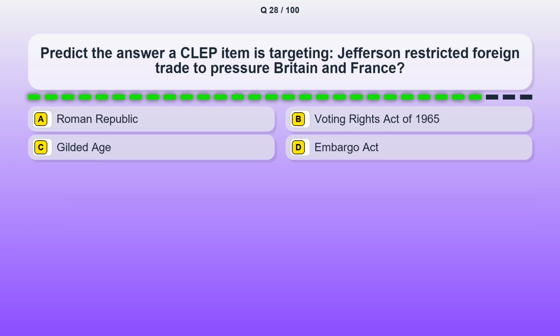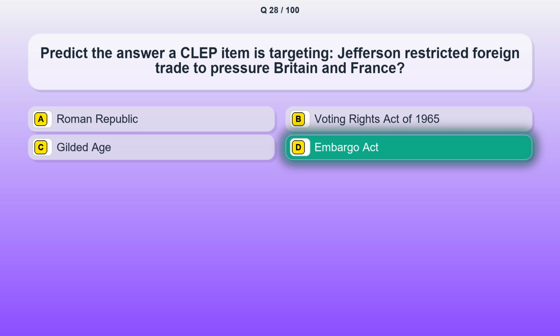Question 28. Predict the answer. A CLEP item is targeting Jefferson restricted foreign trade to pressure Britain and France. Option A, Roman Republic. Option B, Voting Rights Act of 1965. Option C, Gilded Age. Option D, Embargo Act.